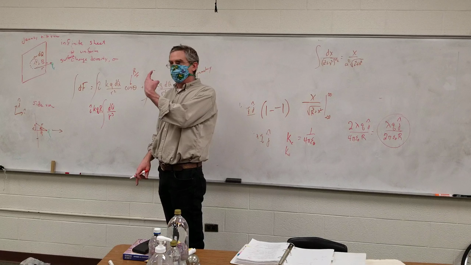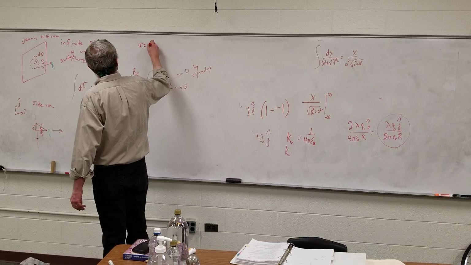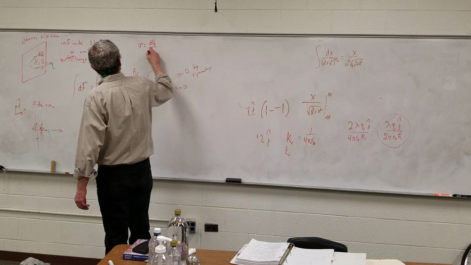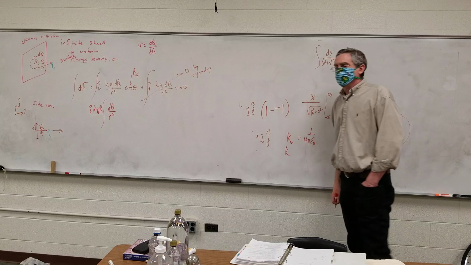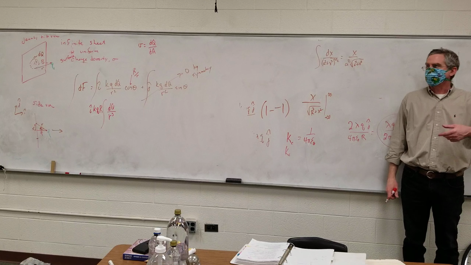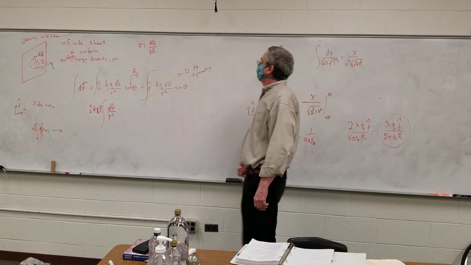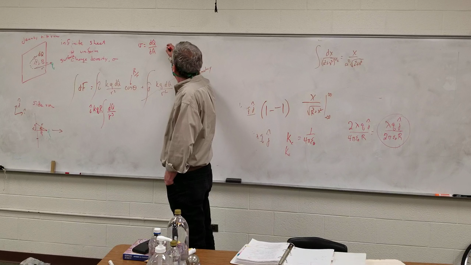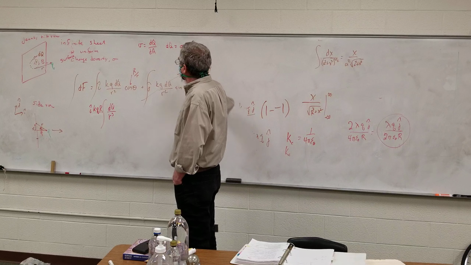For dq, we're going to take advantage of our charge density. Sigma is the surface charge density, which would be dq over dA. Linear is dq over d length. Volume is dq over dV. So dq is equal to sigma dA.